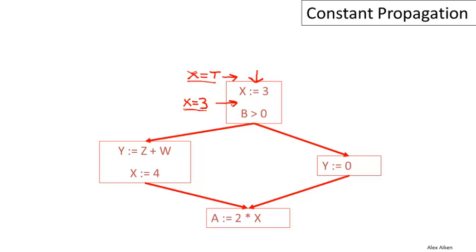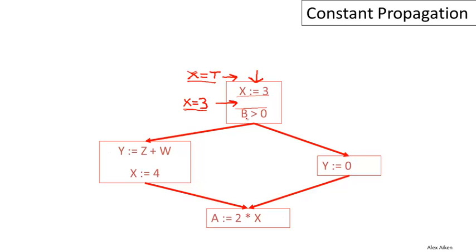So when I say x is equal to 3 at this program point, what I mean is that after this assignment has executed, x is equal to 3, but before this predicate of the conditional has executed, I know that x is equal to 3. Okay, so program points are in between statements, and there's a program point before and after every statement.